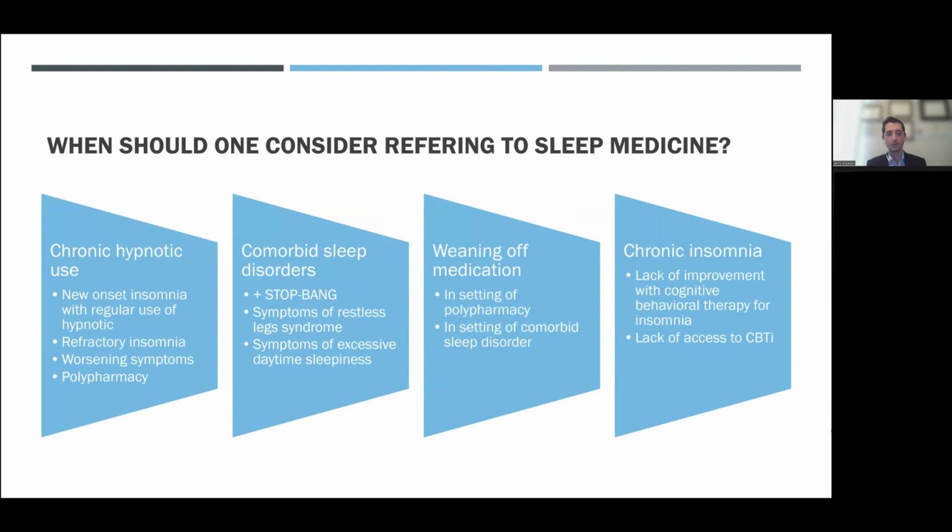All right, so these are the things to consider when you refer to us so that we can evaluate the patient. Chronic hypnotic use, chronic comorbid sleep disorders. You'd like to wean off a patient with A, B, and C off of a medication, or they have chronic insomnia and they can't access cognitive behavioral therapy. We'll get into that in a second. Or there's not a significant improvement on CBT.